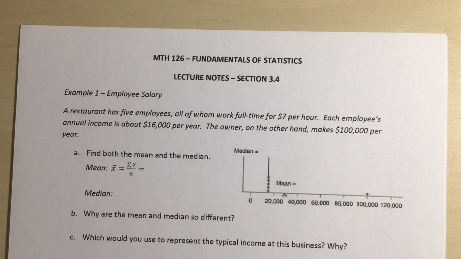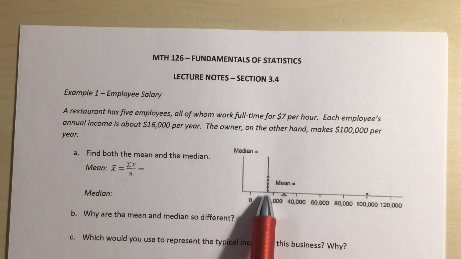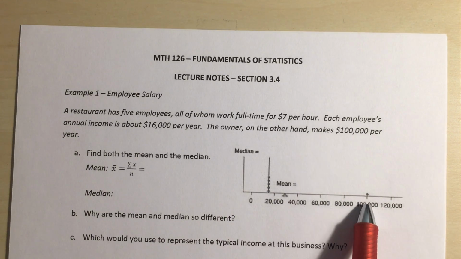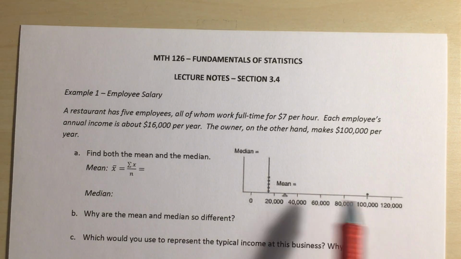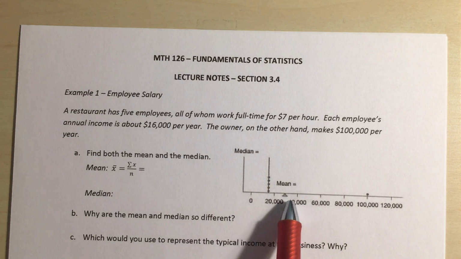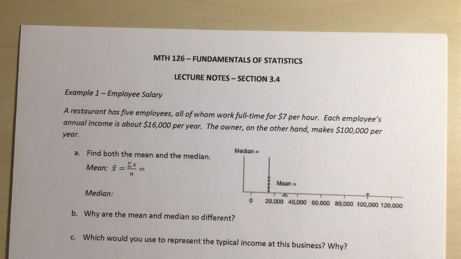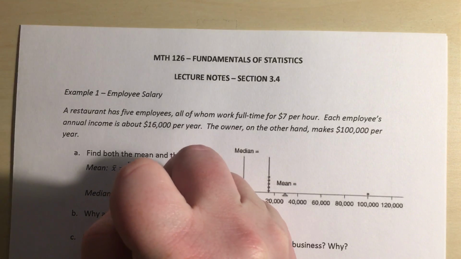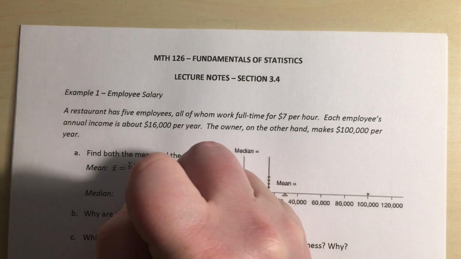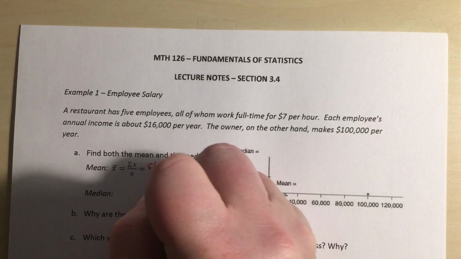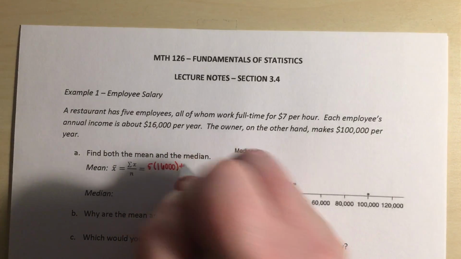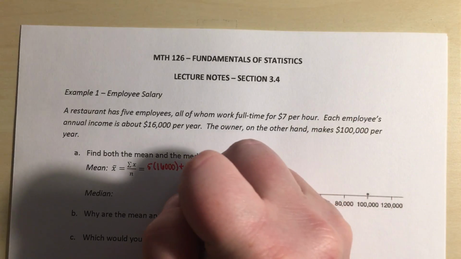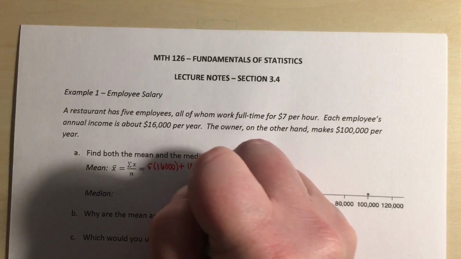So what we have here is a data set where, if we're looking at a picture, most of our values are right here. And then we have one extreme outlier. And we're going to calculate our median and our mean, and we're going to compare those. So for our mean, we're going to add up all of our data values. Since we have 5 that are the same, we're going to take 5 times 16,000 plus the other salary of 100,000.